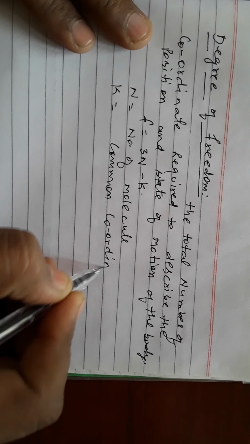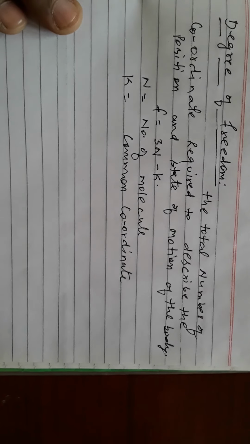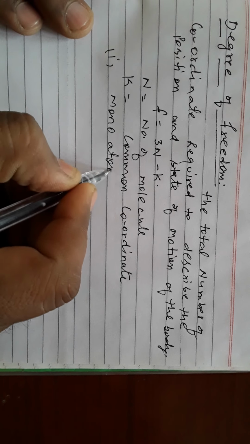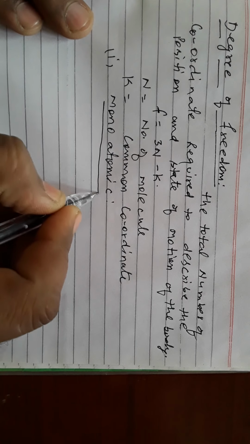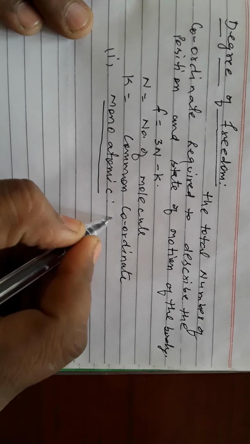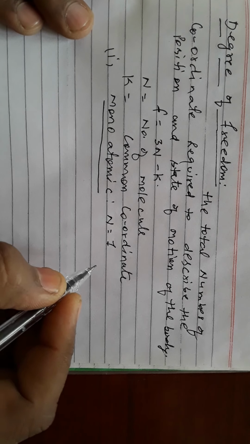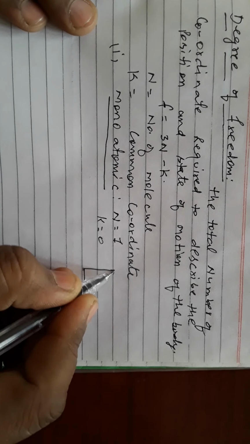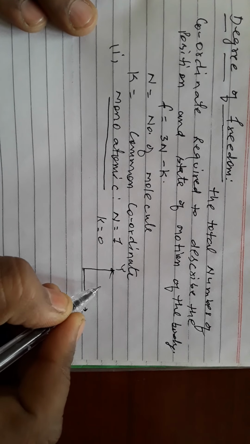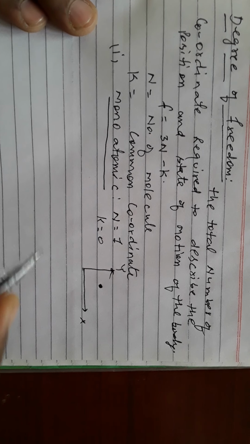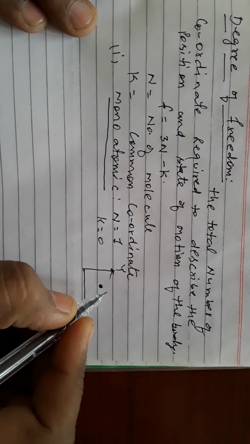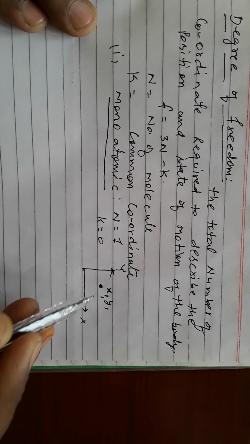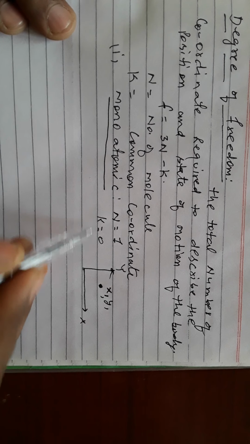K is common coordinate. We have three type of molecule. First is monoatomic gas molecule. For the monoatomic gas molecule, number of molecule is 1 and the common coordinate is 0. If we represent the monoatomic gas molecule like this, it has coordinate x1, y1. There is no common coordinate, so K will be 0.